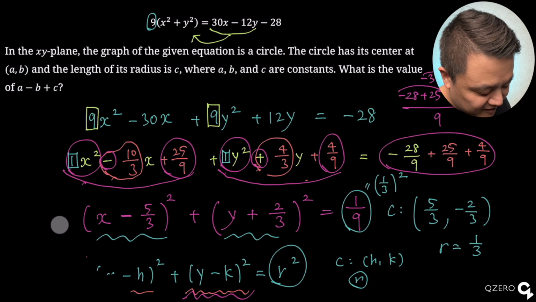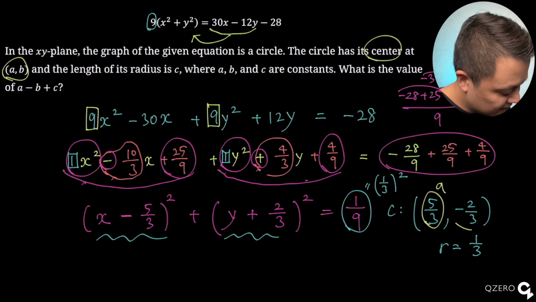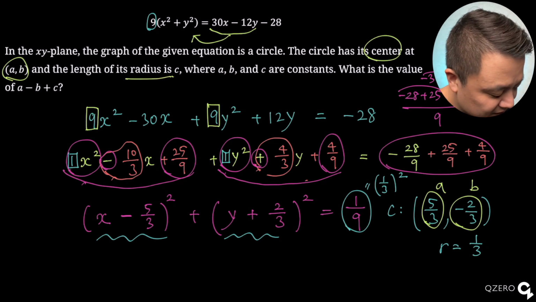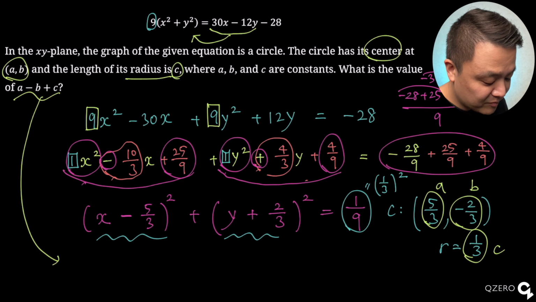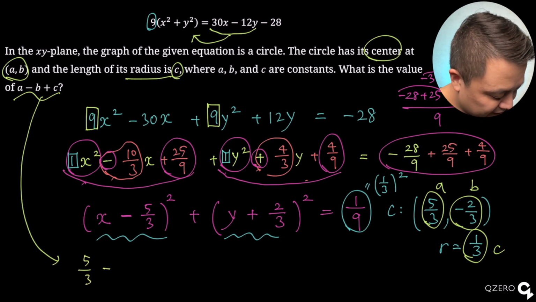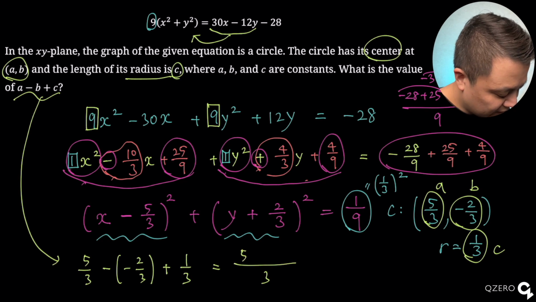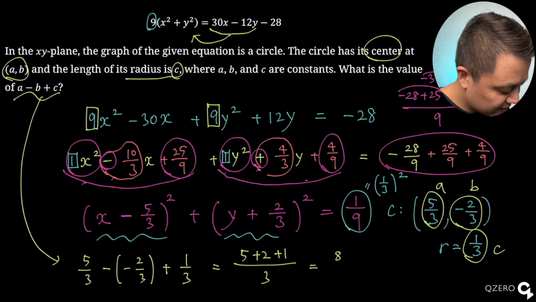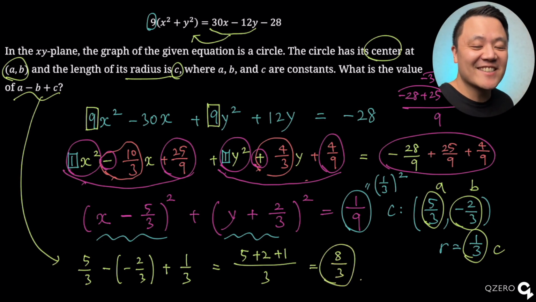We're almost done. Center at a, b. This is a and this is b, and the radius is c. So this is c. So the value of a minus b plus c is 5 over 3 minus negative 2 over 3 plus 1 over 3. With a common denominator, we have 5 plus 2 plus 1. So the final answer has to be 8 over 3. We're done. See you on the next question.